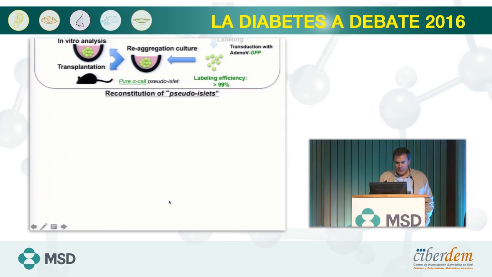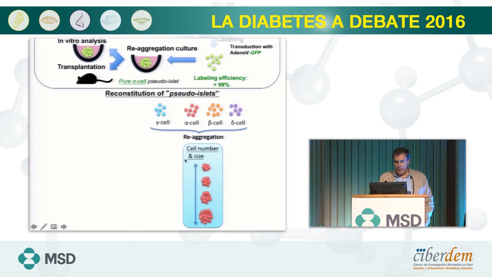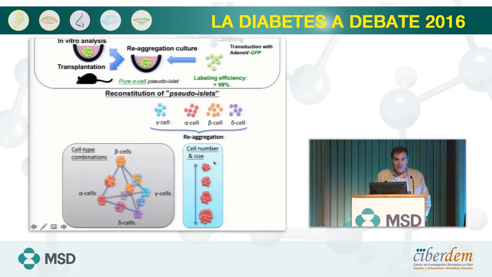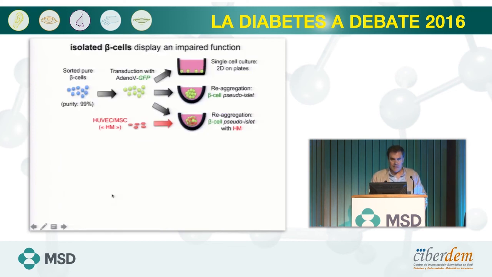So with these pure islet cell populations, we can do plenty of things. We can reaggregate them and play with the number of cells, but also with the composition of these pseudo-islets. And today I will talk about some experiments which concern the use of monotypic beta cell pseudo-islets and monotypic alpha cell pseudo-islets. So first, as a proof of concept that this works well, I chose to talk about this experiment in which we have these isolated beta cells that, as you know well, are not good at secreting insulin in response to glucose in isolation.